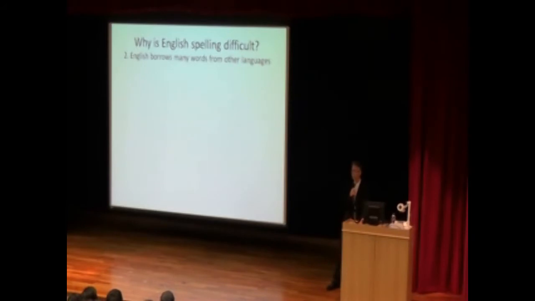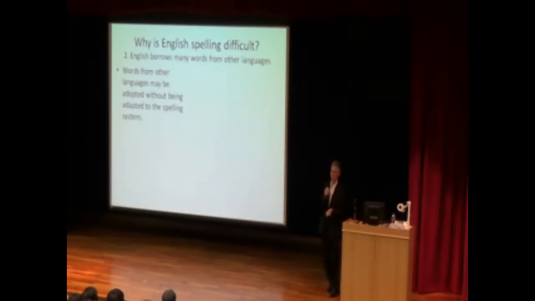So, let's go on to our second reason. English borrows many words from other languages. I'm going to teach you a new word. I'm almost sure nobody knows this word, but it's a very, very useful word. And so words from other languages may be adopted without being adapted to the spelling system. So we take the word from another language and we keep the spelling. But the spelling is sometimes difficult.